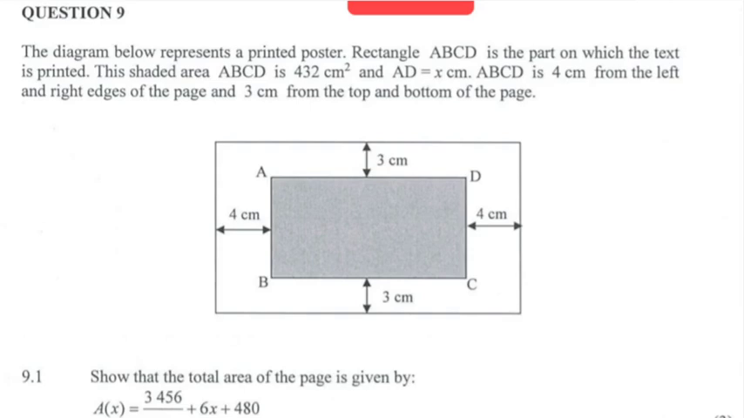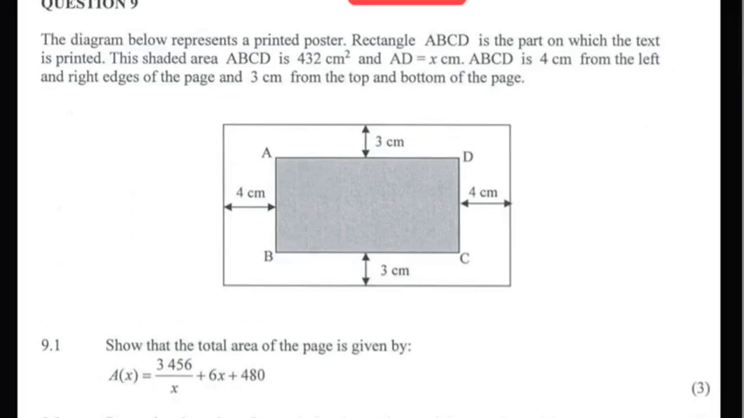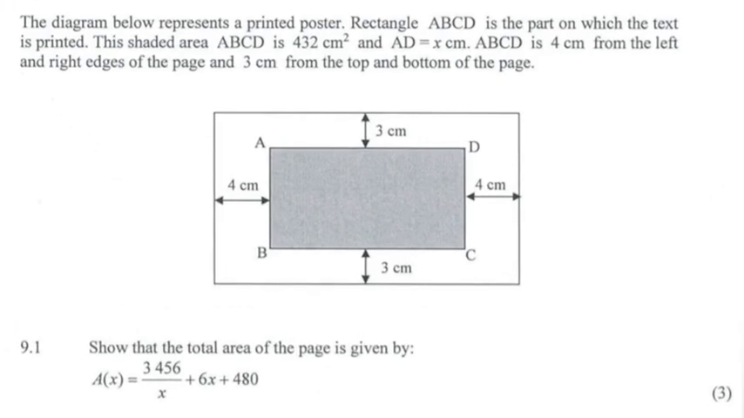432 centimeters squared and AD is equal to x centimeters. ABCD is 4 centimeters from the left and right edges of the page and 3 centimeters from the top and bottom of the page. Now the first question says show that the total area of the page is given by this equation, which we need to prove.